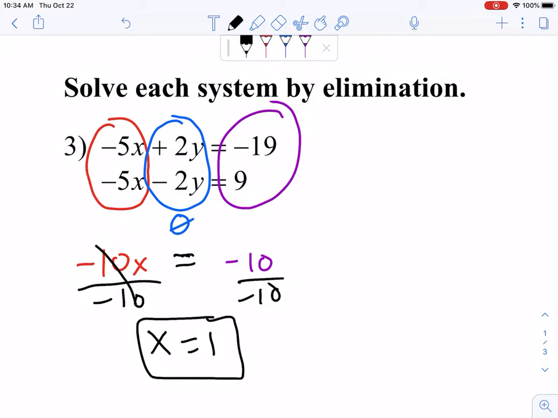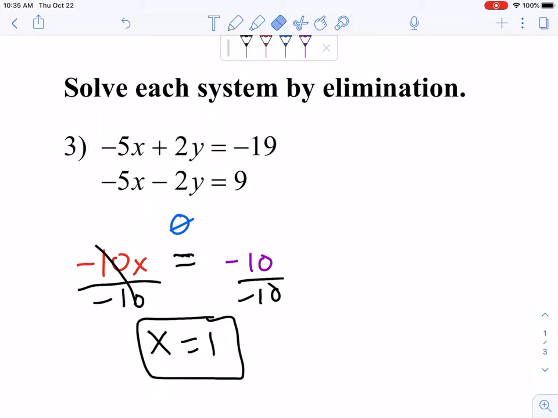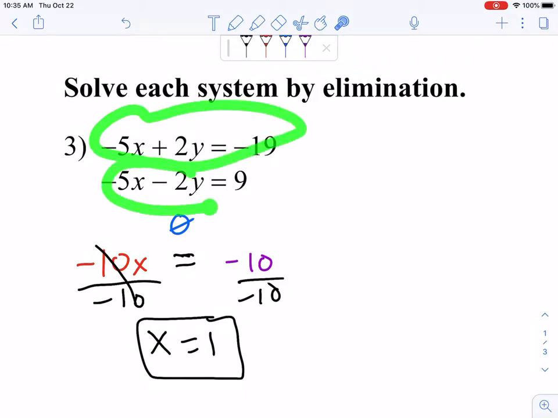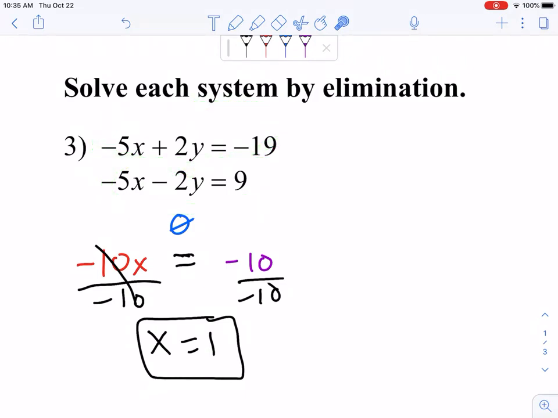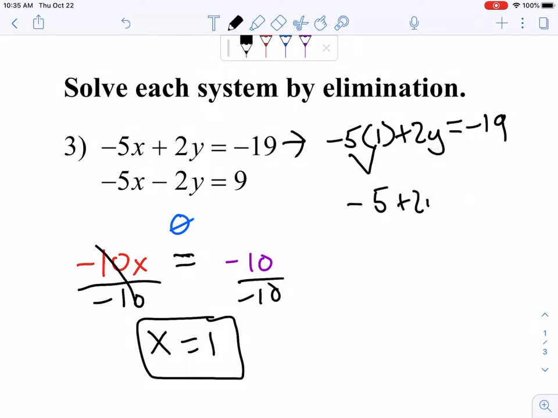So x equals 1. I can now use that in either of my equations to solve for y. I'm going to use the top equation. And I'm replacing x. So I'm going to have negative 5 times 1, that was my x value, plus 2y equals negative 19. When I multiply these together, I get negative 5 plus 2y equals negative 19.